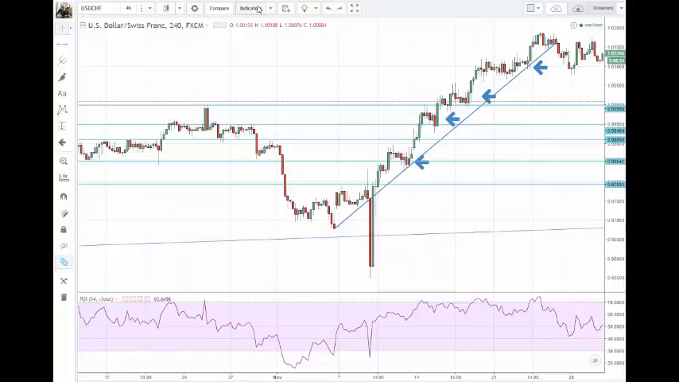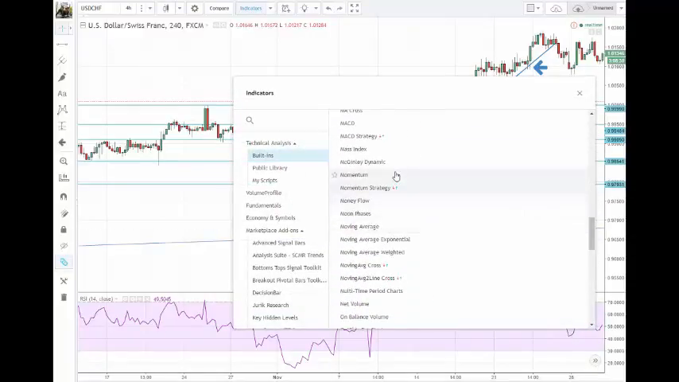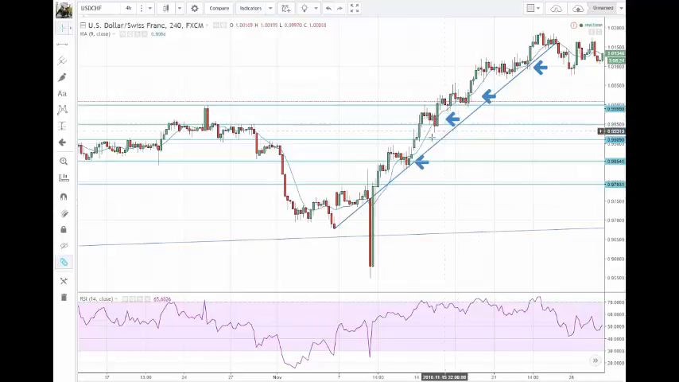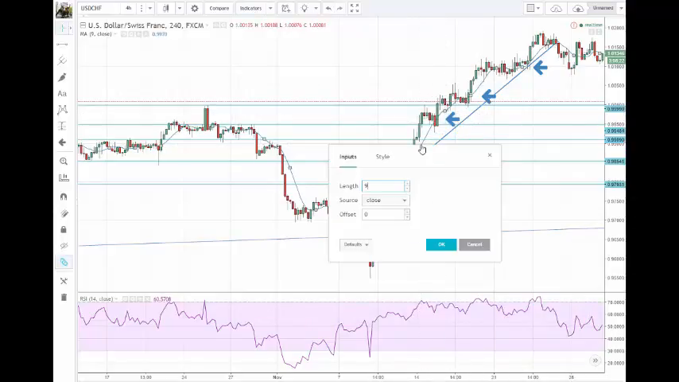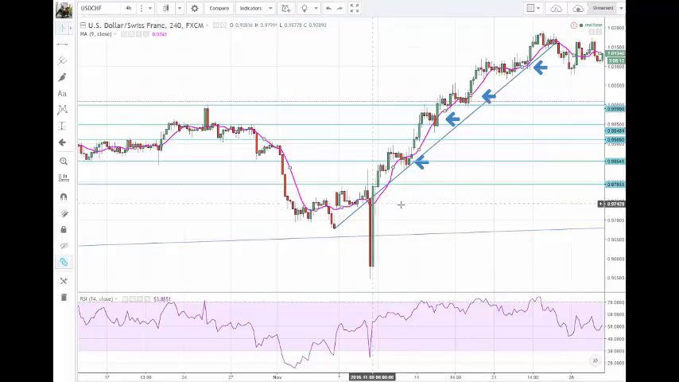Let me put in a moving average in this one as well. Let me see the moving average, this one, and yes, it's in. Okay, well, it's the blue line. Let me adjust that a little bit thicker, and let's make it pink as well so we can see exactly what it is.